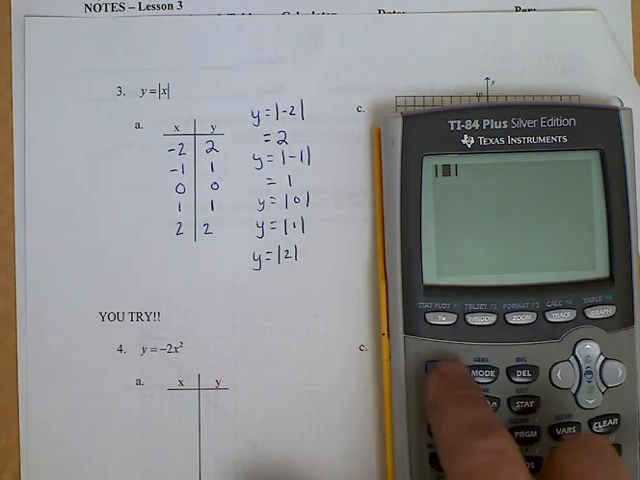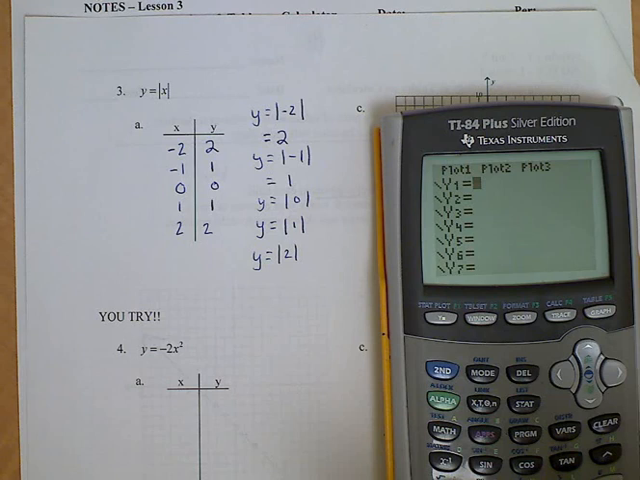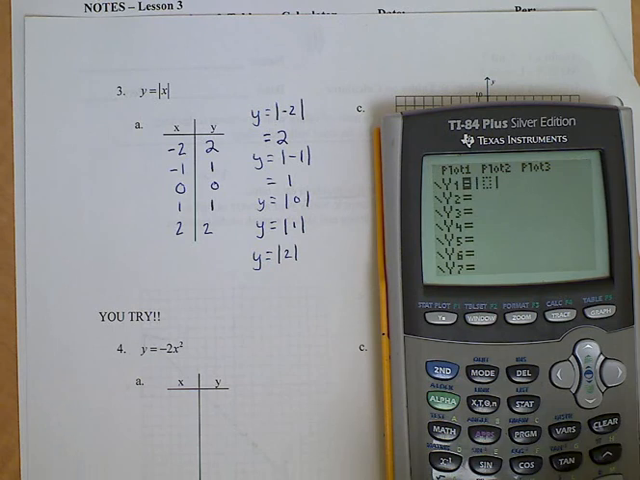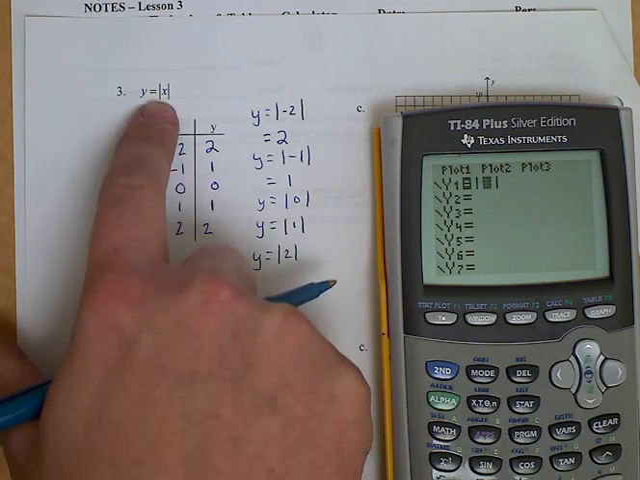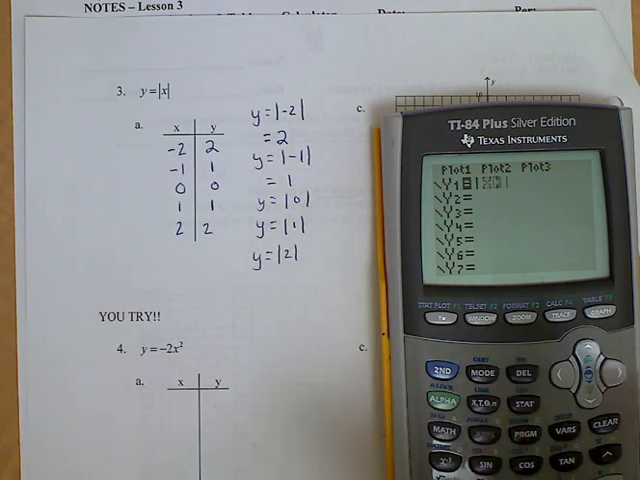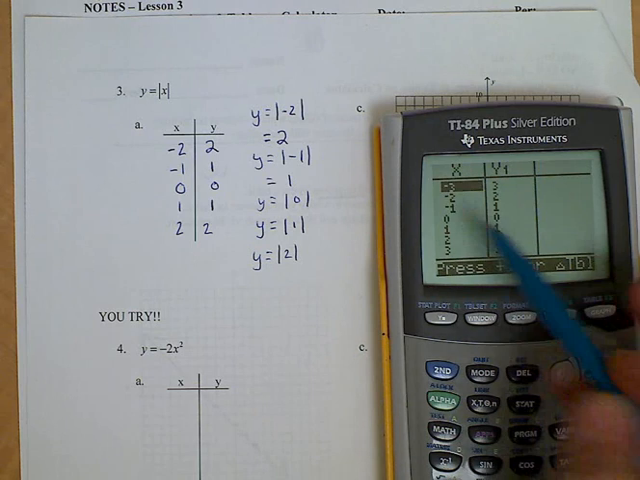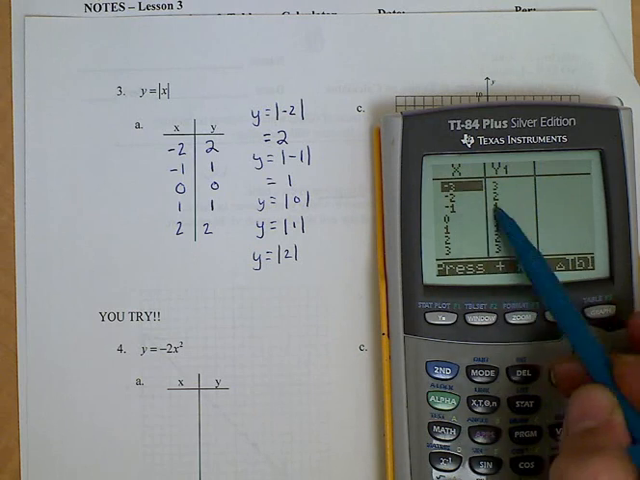But I need to put it into y equals. So I'm going to go to y equals, and I'm going to hit math. Move it over. Click the absolute value. That's number 1. And it gives me that. Okay, so I want the absolute value of x. That's my function. Okay, so now I want to see my table. I want to double check. -2, 2. -1, 1. 0, 0. 1, 1.